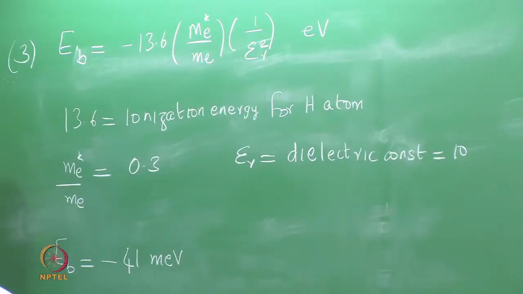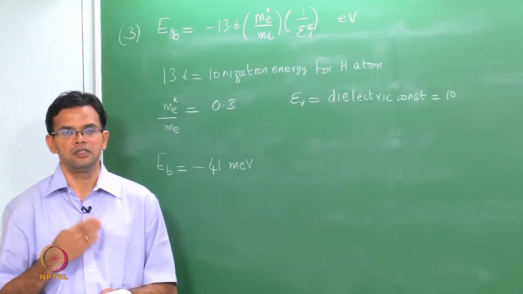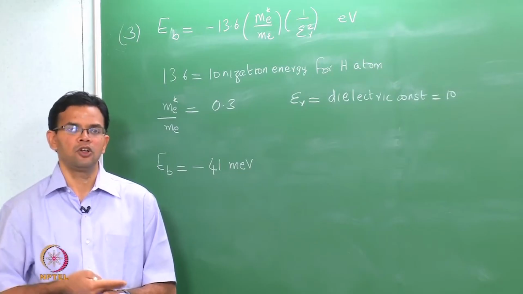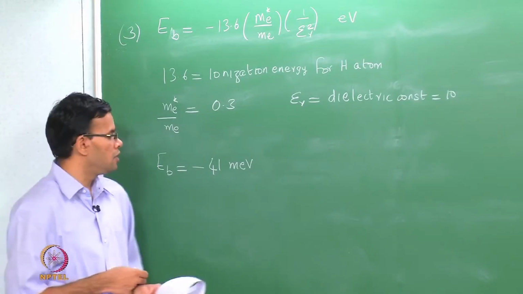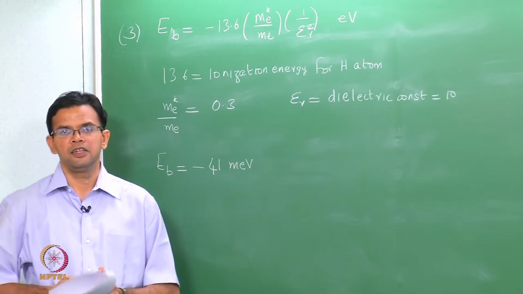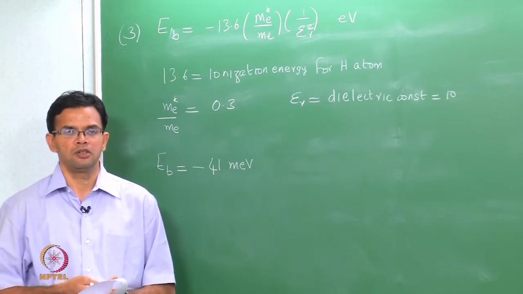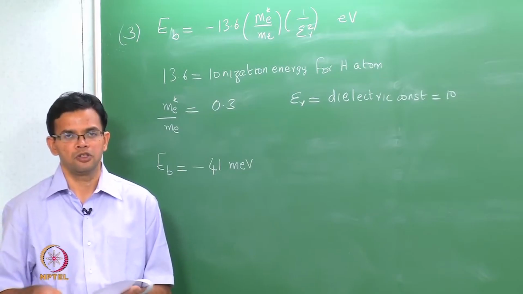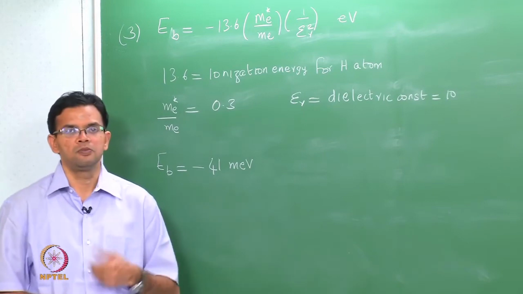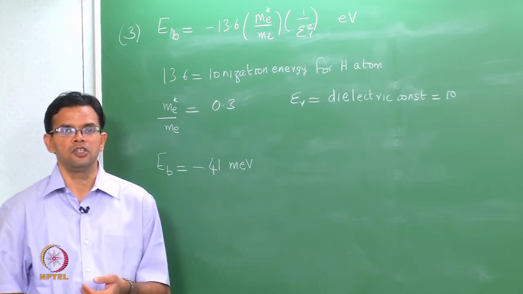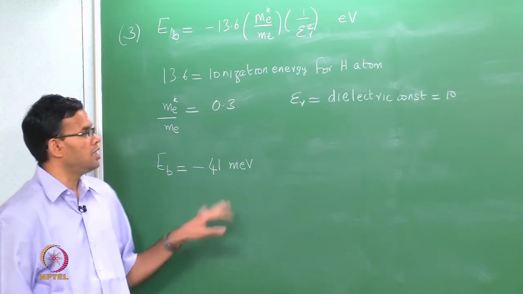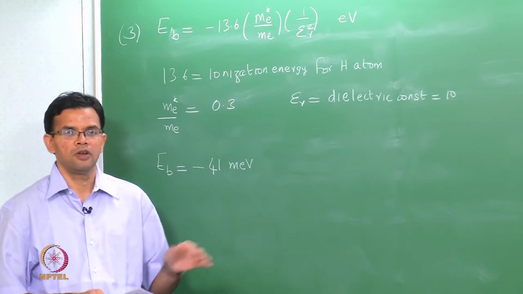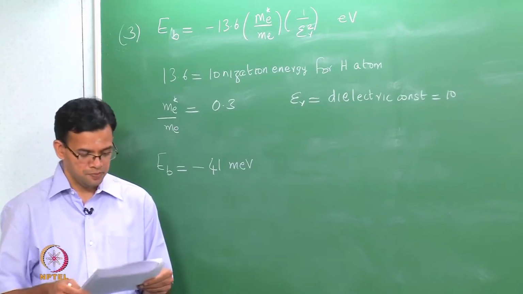So, this is the ionization energy of the donor atom. This is the energy that is required to remove the electron from the donor atom and take it to the conduction band. For comparison, the thermal energy of an electron at room temperature is 25 milli electron volts. So, at room temperature it is possible to easily ionize the donors and take the electron to the conduction band. In the next problem, problem 4, we will look at those calculations explicitly.